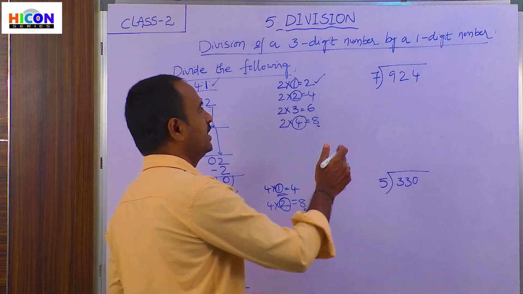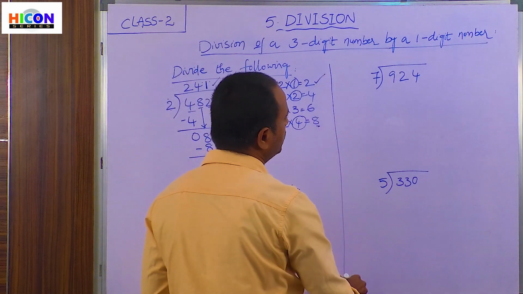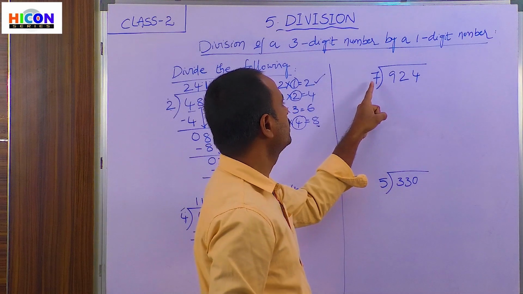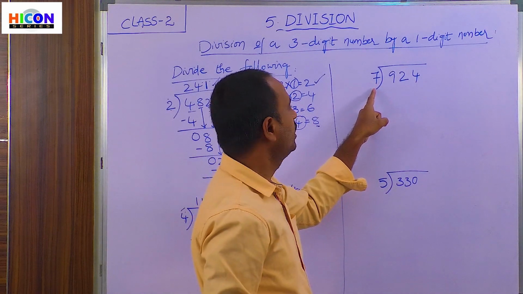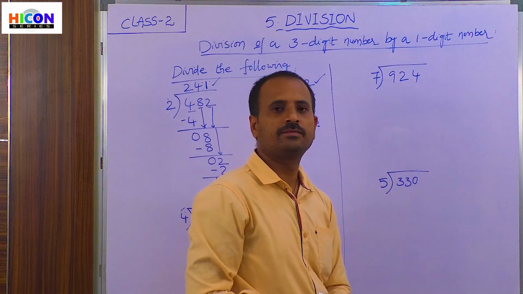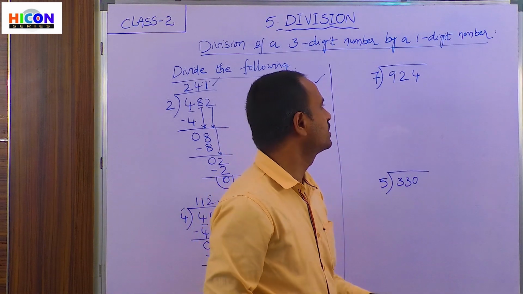So children, let us see the next problem. This is the next division. In this division, 7 is the divisor. And what is the dividend here? 924 is the dividend. So now again continue the same process.